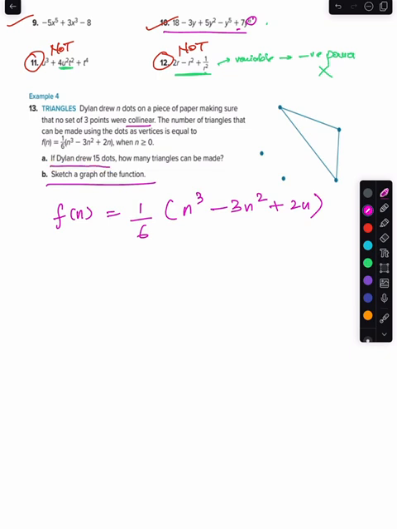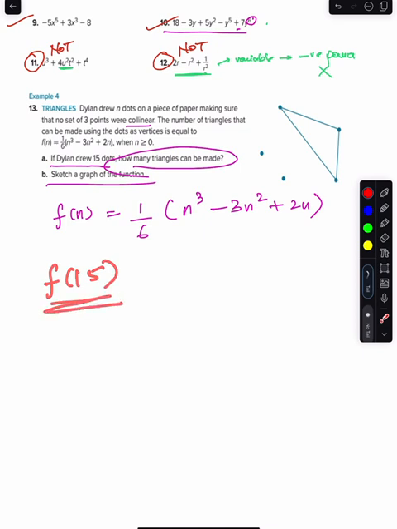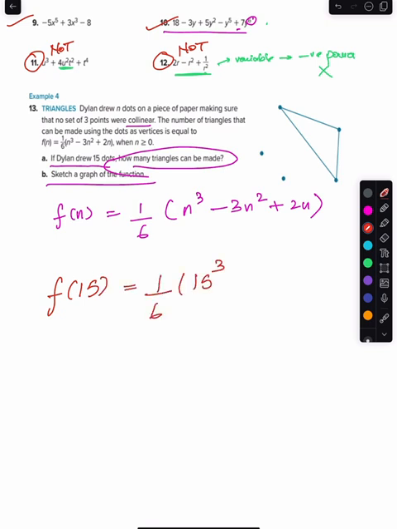But here the question is, if Dylan drew 15 dots, how many triangles can he make? So if you look at the question, they are saying, what is the value of n? We should know what n represents. So the number of triangles that can be made using the dots as vertices is equal to this. Now there n is the number of dots. What is he giving? How many dots? 15. That's it. We need to find f of 15, nothing more. Which means wherever there is n, you substitute 15 and you can get your answer.